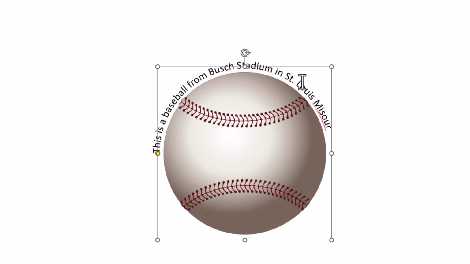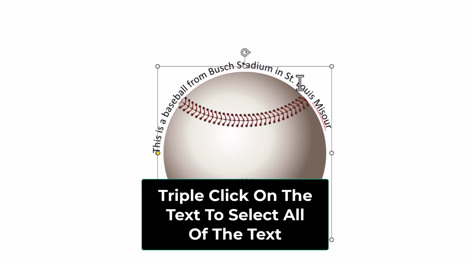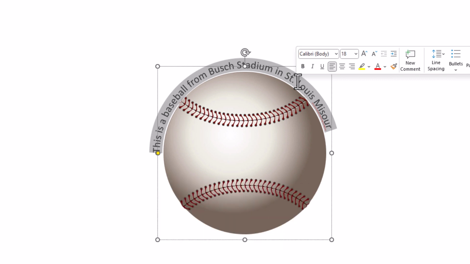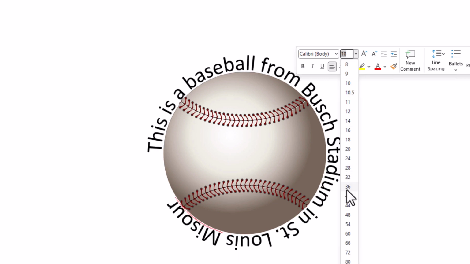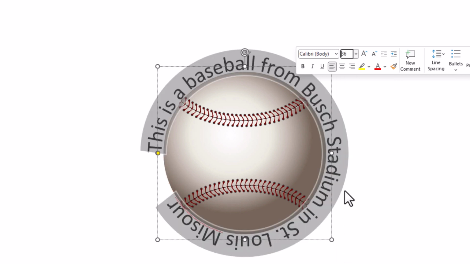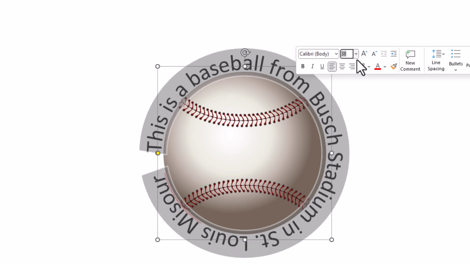Now the next thing I'm going to do, I'm going to increase the size of my text here. I'm going to triple click on my text to select all of my text. Then I'm going to go up to over here, and I'm going to increase the size of my font here. I'm going to make it about maybe 38. That looks about right. And you could change the color of your font. You could do all kinds of other stuff over here. I'm going to leave mine about like that.